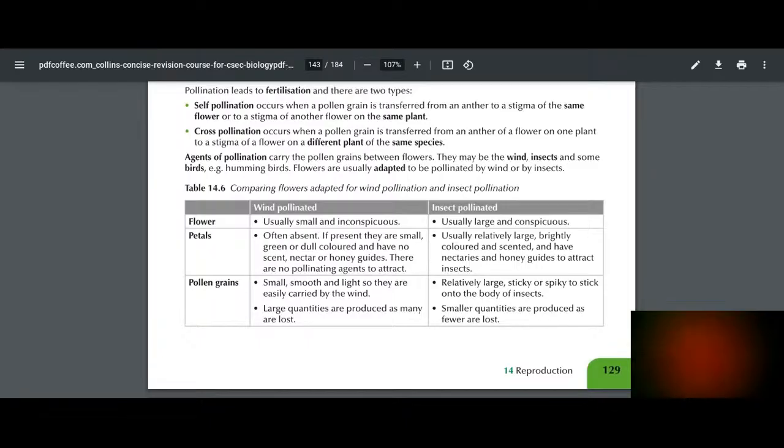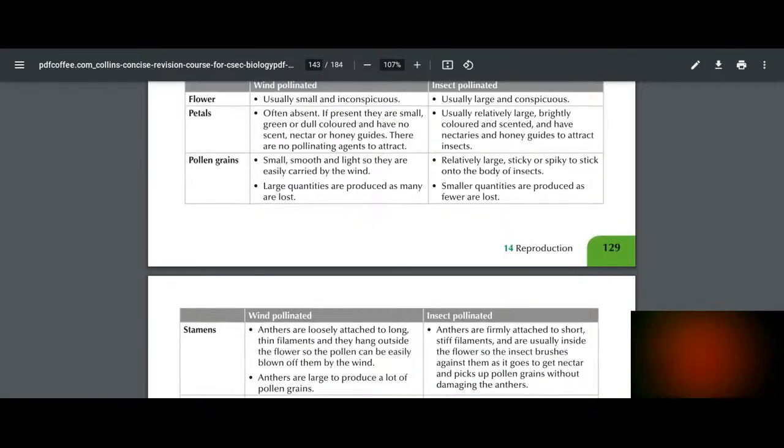Cross-pollination occurs when a pollen grain is transferred from an anther of a flower on one plant to a stigma of a flower on a different plant of the same species. So again, self-pollination is when a pollen grain is transferred from an anther to a stigma of the same flower, or the stigma of another flower on the same plant. Cross-pollination is when it goes to a different plant of the same species.